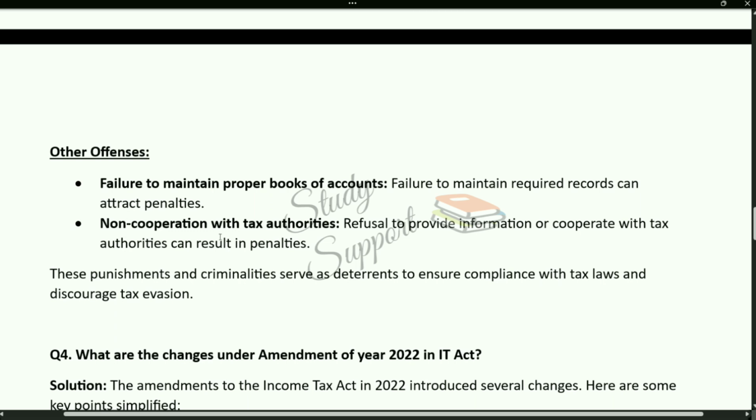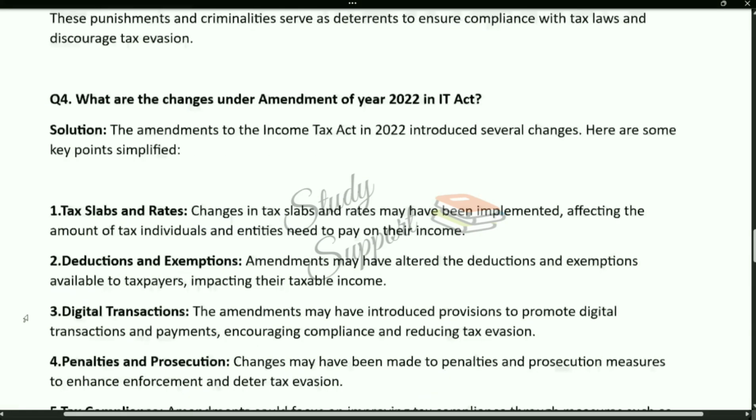Non-cooperation with tax authorities. Refusal to provide information or cooperate with tax authorities can result in penalties. These punishments and criminalities serve as deterrents to ensure compliance with tax laws and discourage tax evasion.